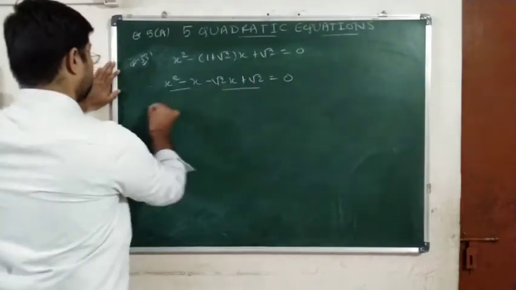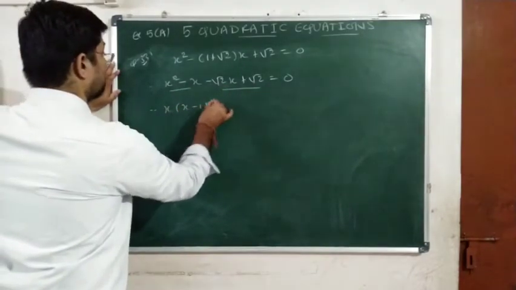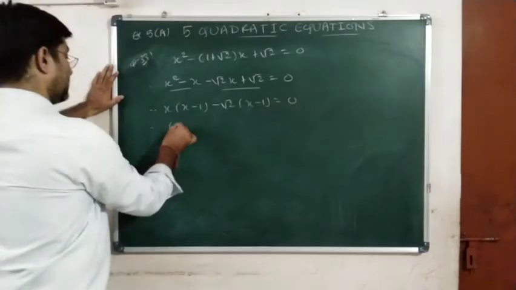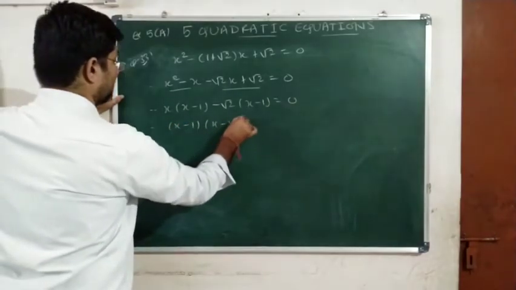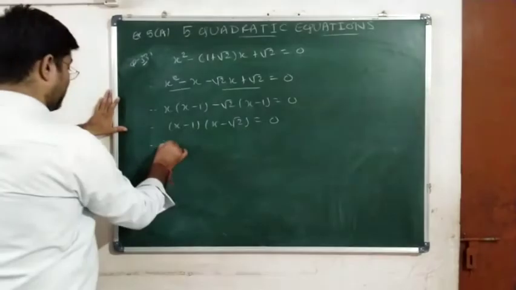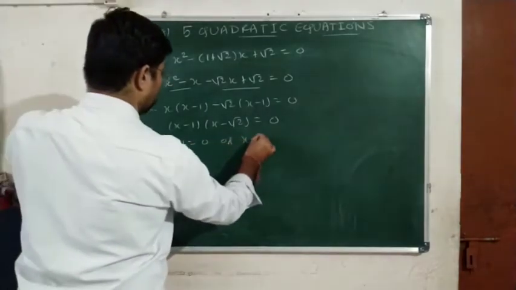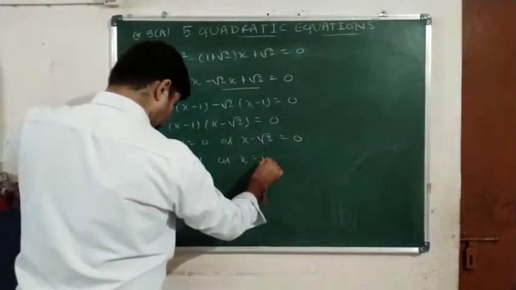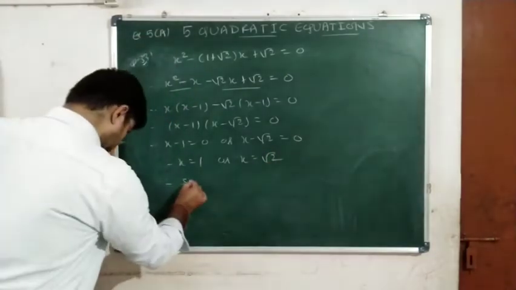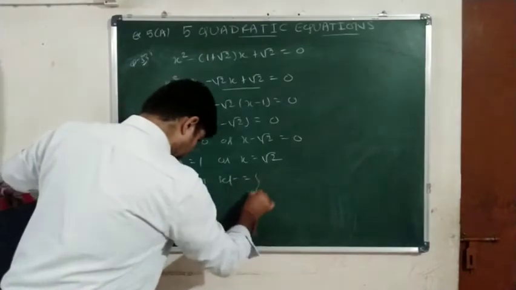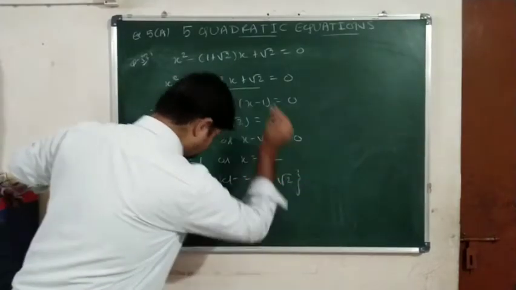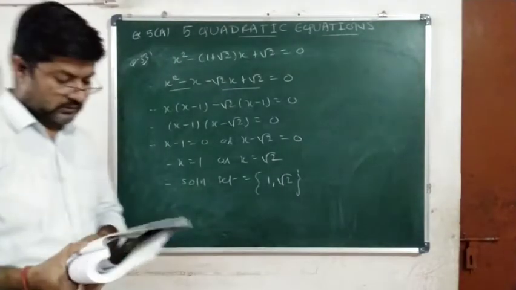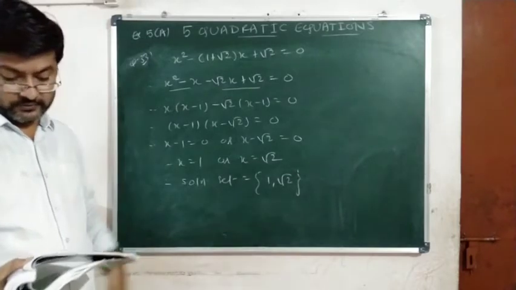Now you can make pairs and take common. So x common, x minus 1, minus root 2 common. Okay, and therefore x minus 1 is common, x minus root 2 in another bracket. Therefore x minus 1 is equal to 0. Therefore x is equal to 1 or x is equal to root 2. Therefore the solution set is 1, root 2. Clear? So question number 33 is done. Now we will solve question number 34.